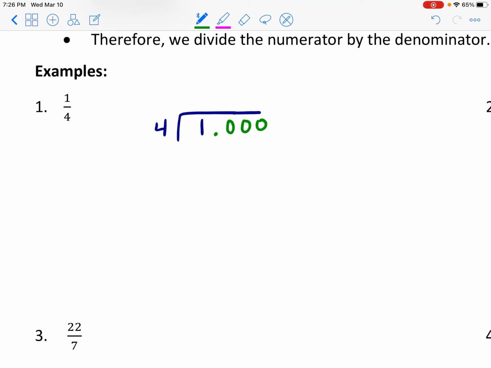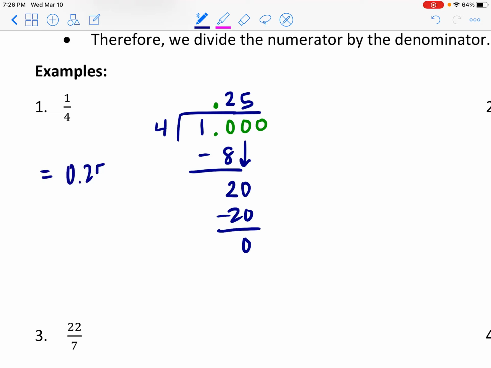So the decimal in our answer is going to be right above where it is in our dividend. And again, 4 is not going to go into 1, but it will go into 10. So since we're going into this place, that's where our answer has to be. It's going to go into 10 twice, and 2 times 4 is 8. We subtract from 10 to have 2 left, and we don't want that remainder, so we bring down a 0. And 4 goes into 20 exactly 5 times. 5 times 4 is 20. So no remainder means we can stop. So 1/4 is exactly 0.25 as a decimal.